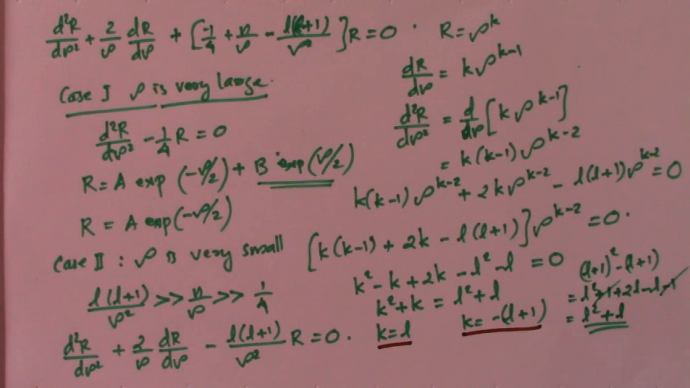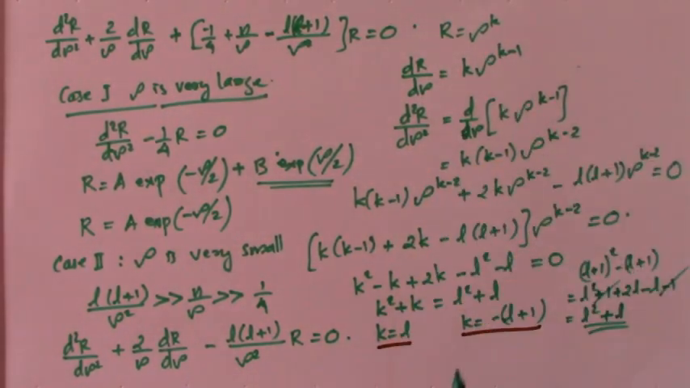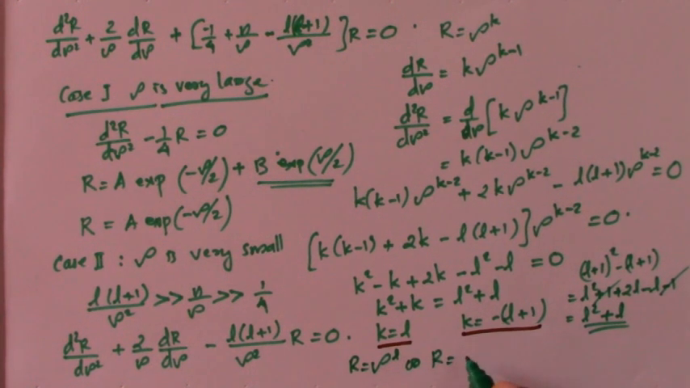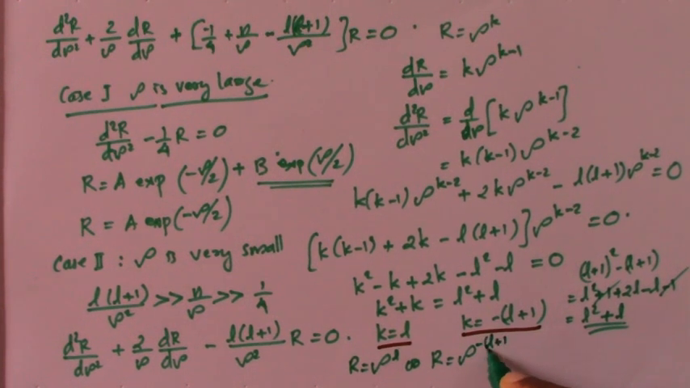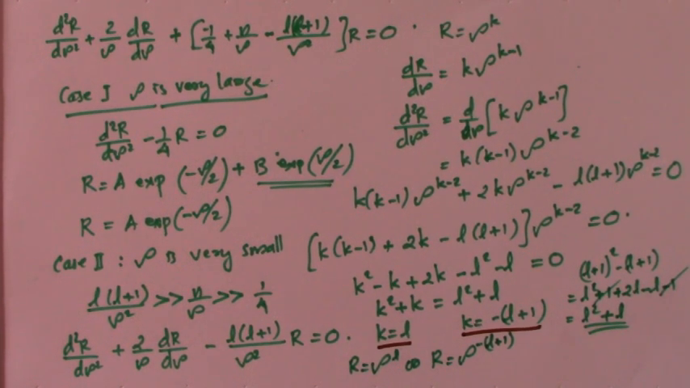Okay, so it means that R can be either rho raised to L, or R can be equal to rho raised to minus of L plus 1. These two solutions are possible. These two are the mathematical solutions. But again, there is a problem. We are considering the wave functions, right? And the wave function must be well behaved.